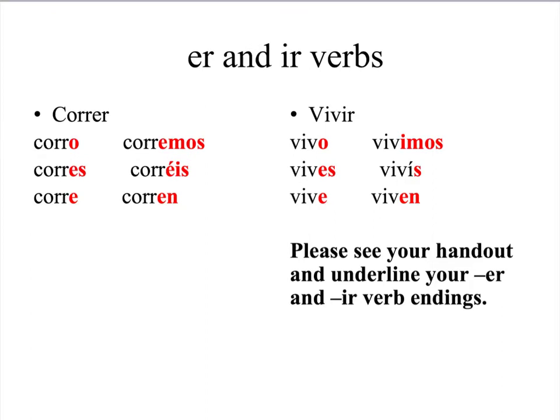For ER and IR verbs, the same thing holds true. We take our stem of the verb, which is everything but the ending, and then we add the appropriate endings. You'll notice that ER and IR verbs share endings in common, with the exception of nosotros and vosotros. Please notice the accents that are in each vosotros form. Please go to your handout and underline your ER and IR verb endings.